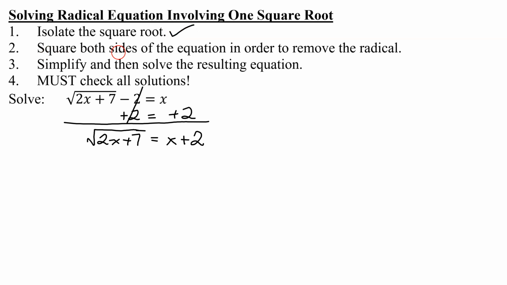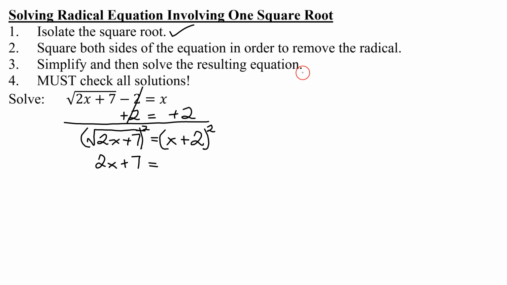Step 2 says to square both sides of the equation in order to remove the radical. So I'm going to square the square root on the left-hand side, and on the right-hand side, please make sure you put the x plus 2 in parentheses because you're going to square that quantity. You're not going to square the x and the 2 individually. So on the left-hand side, what do you get when you square a square root? They undo each other, and so I just get left with 2x plus 7 equals x plus 2 all squared.